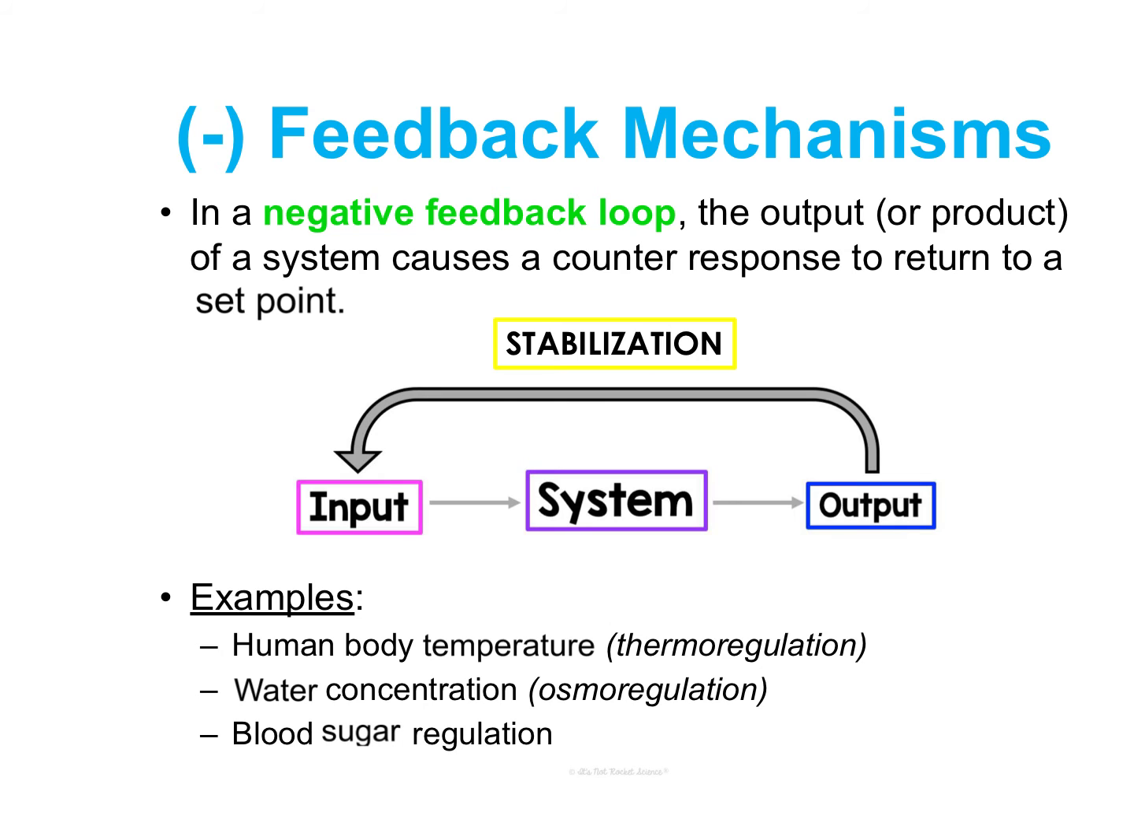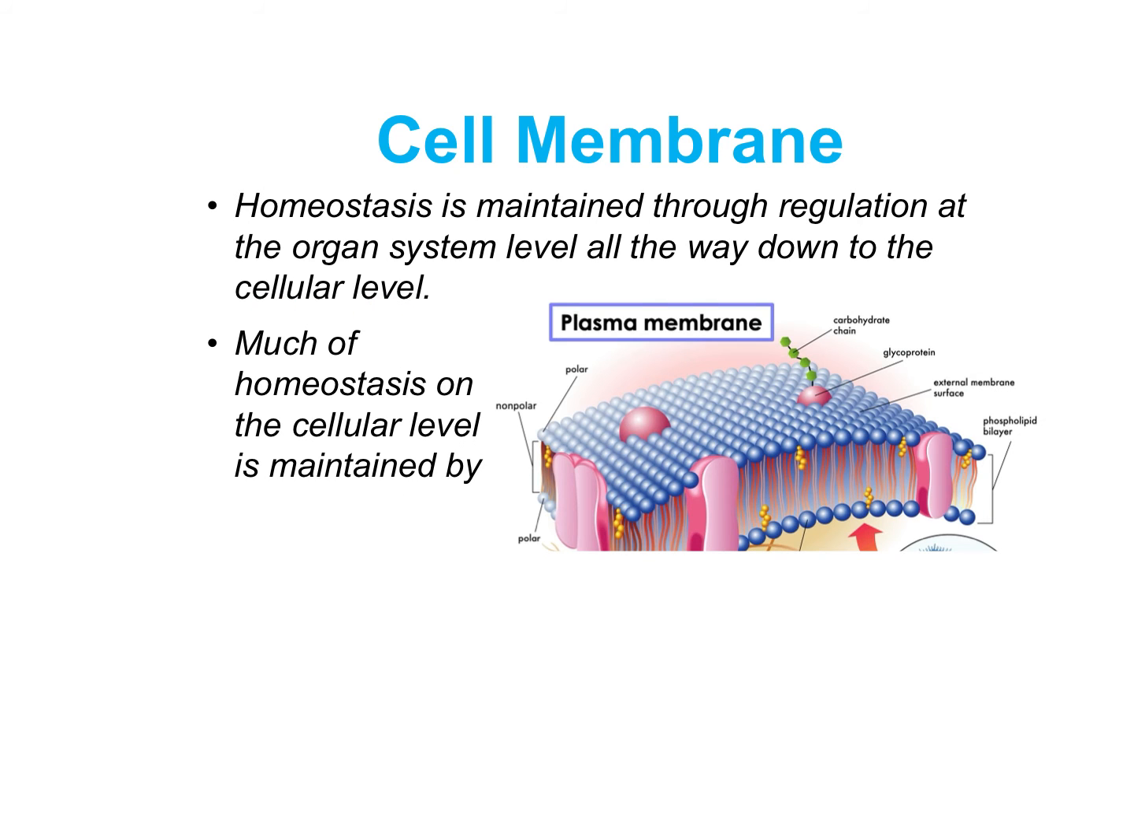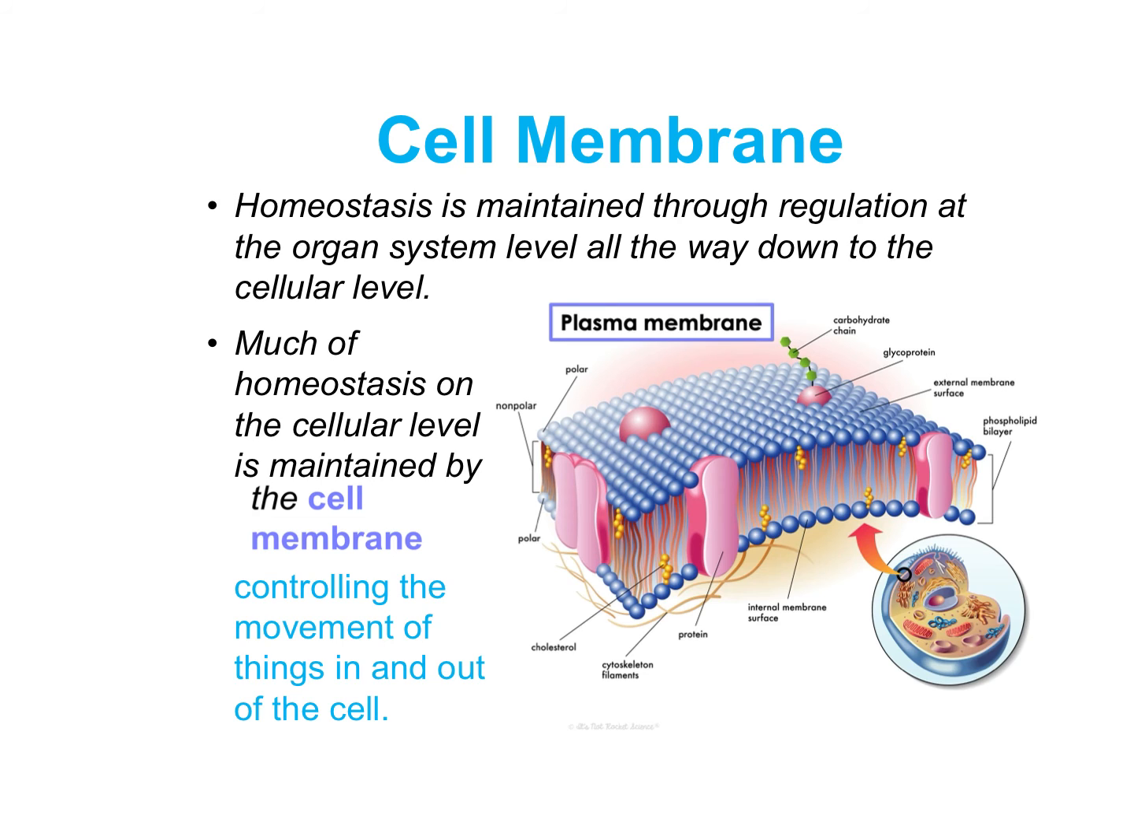All where we are trying to go back around to get us where we want to be. And as we talk about maintaining this type of homeostasis, we really need to focus on the cell membrane. So homeostasis is maintained through the regulation at the organ system level all the way down to the cellular level, which is what we are focusing on now. So most of homeostasis on our cellular level is maintained by the cell membrane, meaning that our cell membrane is going to be controlling what moves in and what moves out of the cell.